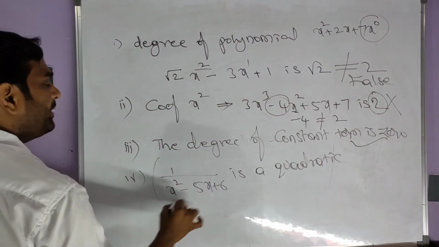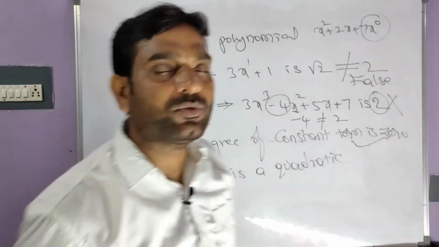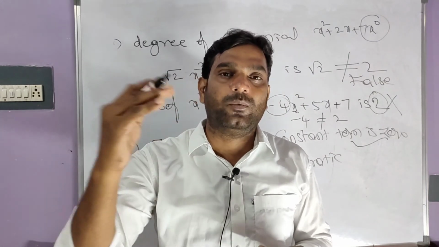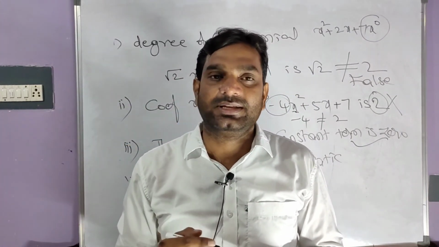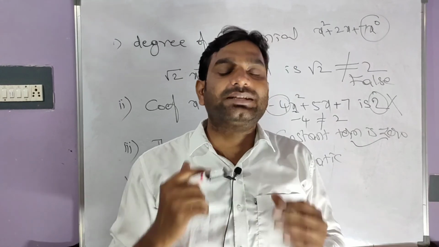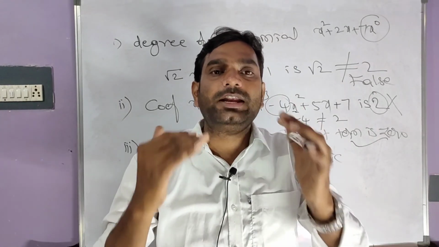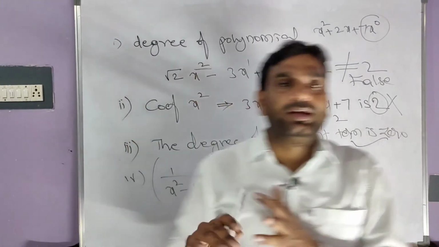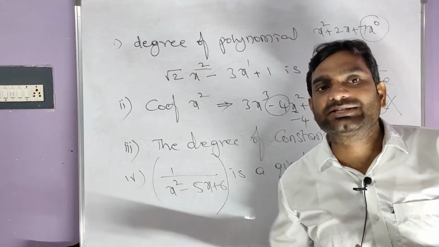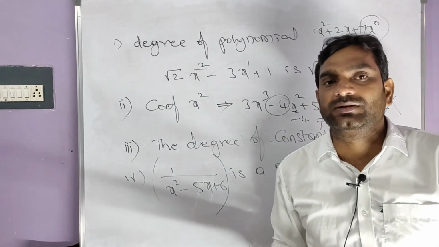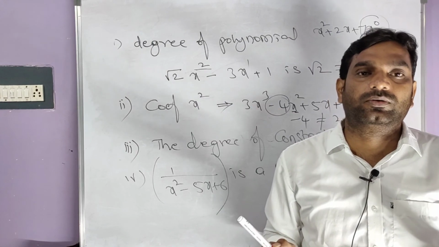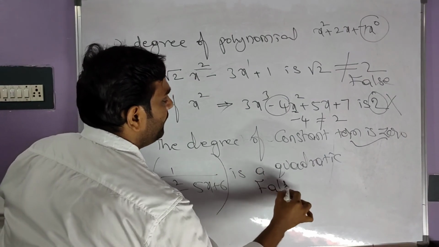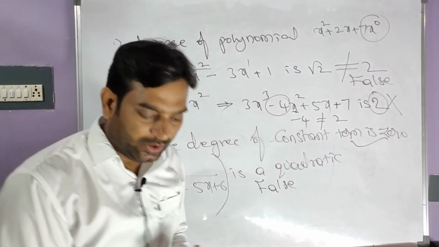And last one, 1 by x square minus 5x plus 6 is a quadratic polynomial. Is this a quadratic polynomial? Already we discussed, if there is a variable in the denominator, then it's not a polynomial. Here x square minus 5x plus 6 is in the denominator. Is it a polynomial? No. So it's a false statement.